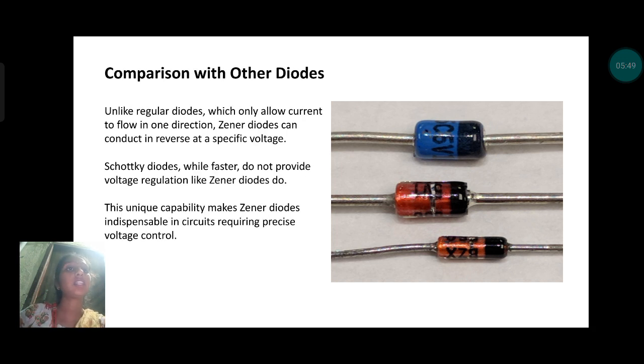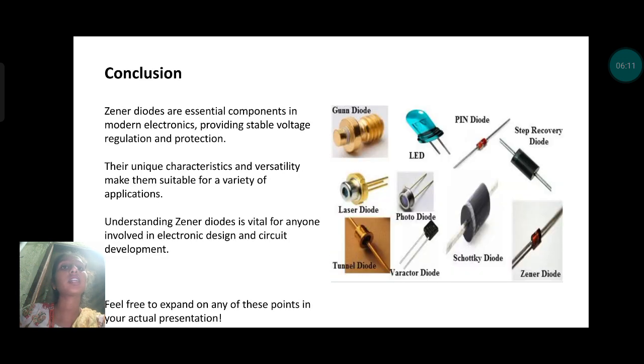Next, comparison with other diodes. We are comparing the PN junction diode with the Zener diode, and other diodes with the Zener diode. Schottky diodes, while faster, do not provide voltage regulation like the Zener diode. This unique capability makes Zener diodes indispensable in circuits requiring precise voltage control.